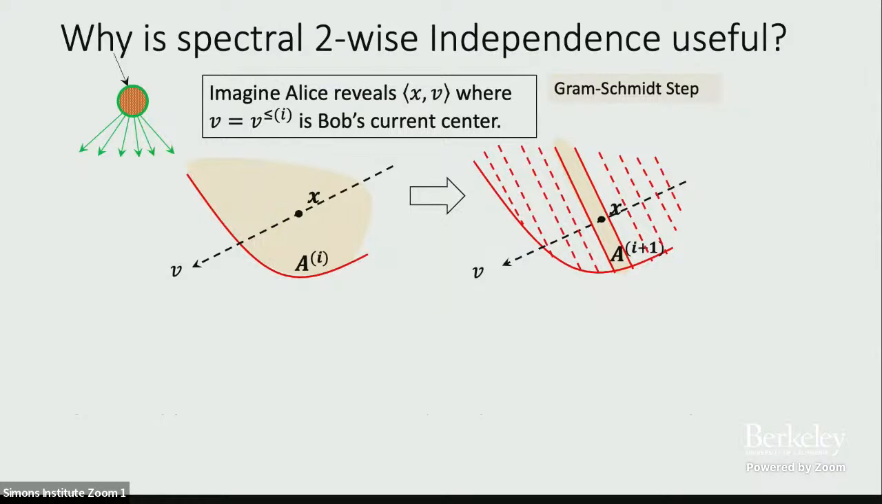So why is this concept so useful? Okay, so here I'm going to introduce an imaginary communication step. Just imagine that Alice is going to reveal the inner product of her input with Bob's center. So she's going to send Bob the inner product of X with V, where V is Bob's current center. We call this the Gram-Schmidt step.